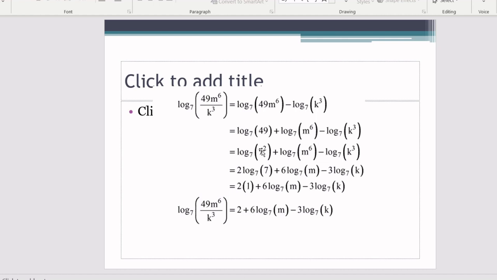So 49's factor is 7 squared, and m to the 6 is just m to the 6. So simplify, that's 2 log 7 of 7 using the power rule, plus 6 log 7 of m minus 3 log 7 of k. So that would be equal to 2 plus 6 log 7 of m minus 3 log 7 of k. And that is your final answer, this one.